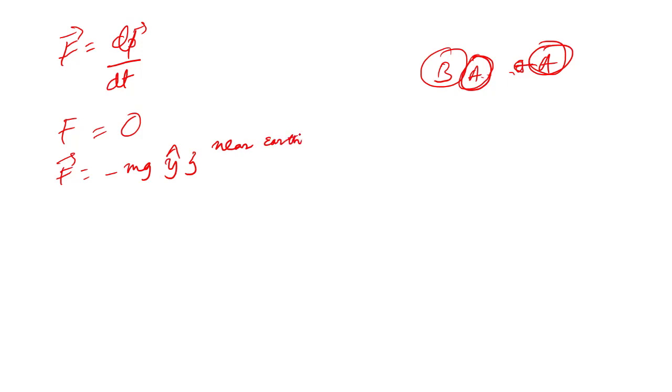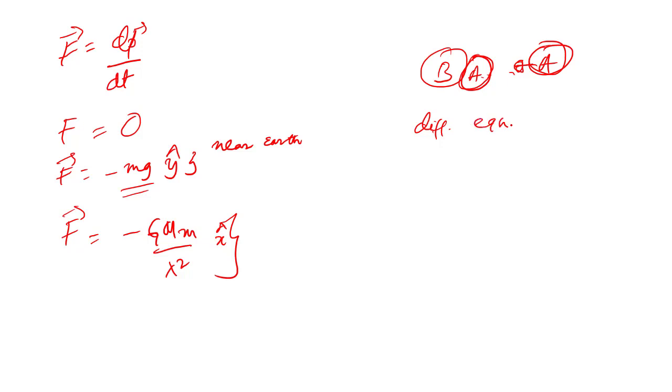And then, in general, for any two objects, I can write this as minus G m m by x squared. So essentially, it's a differential equation. What we are saying here is that if I have, let's say, Earth and Moon, I'm just drawing a one-dimensional picture here, and there is a distance x, then this force is minus G m m by x squared.